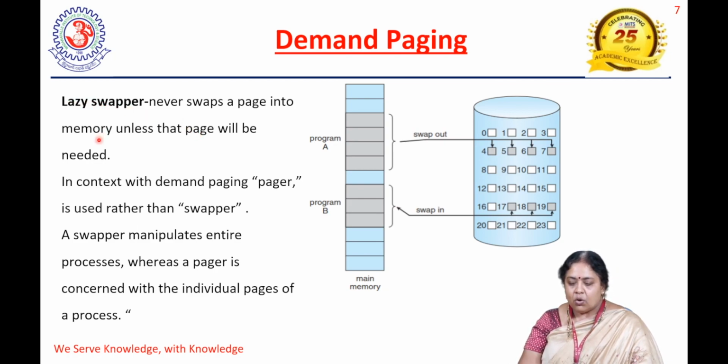In the context of demand paging, instead of calling it a swapper, we call it a pager. Why? Because the swapper is going to swap the entire process, that is, manipulate the entire process, whereas the pager is concerned with the individual pages. So we call this a pager, not a swapper.